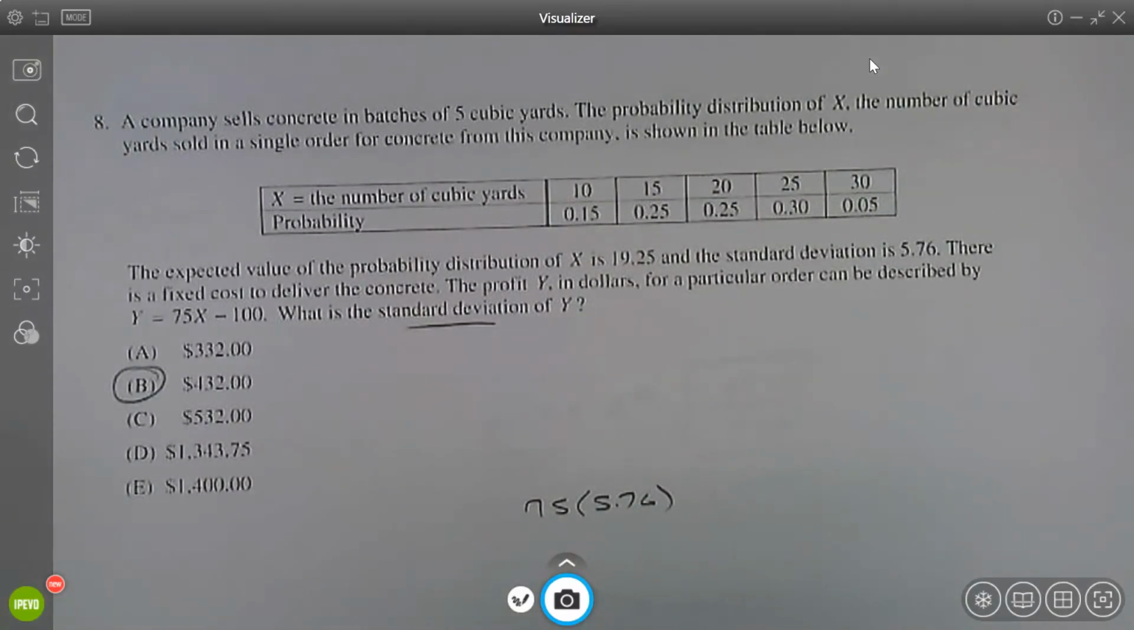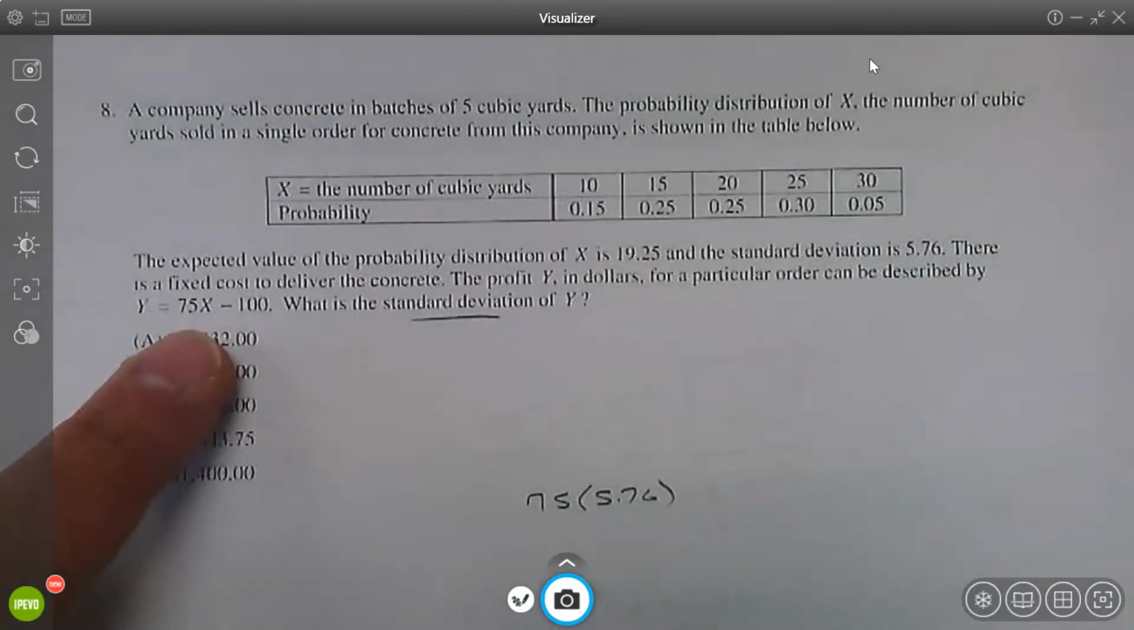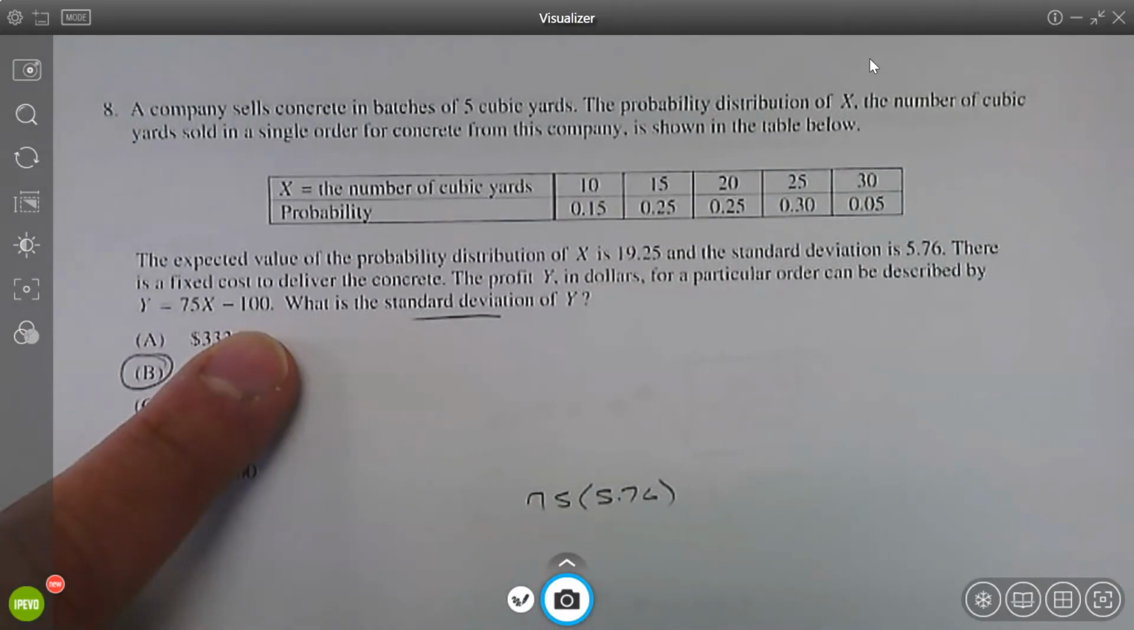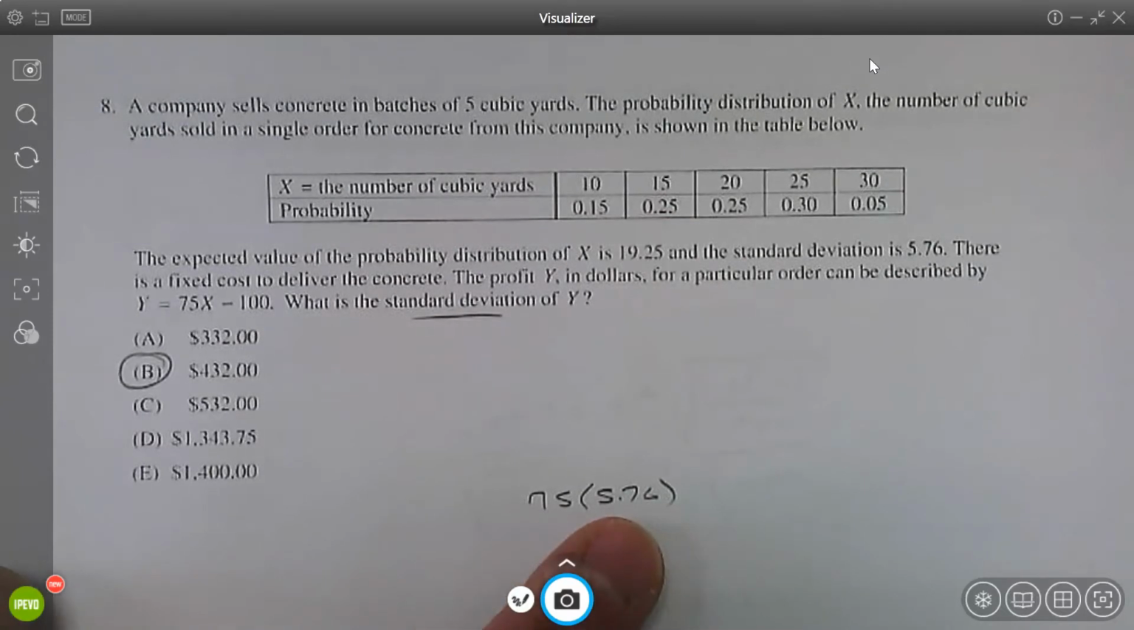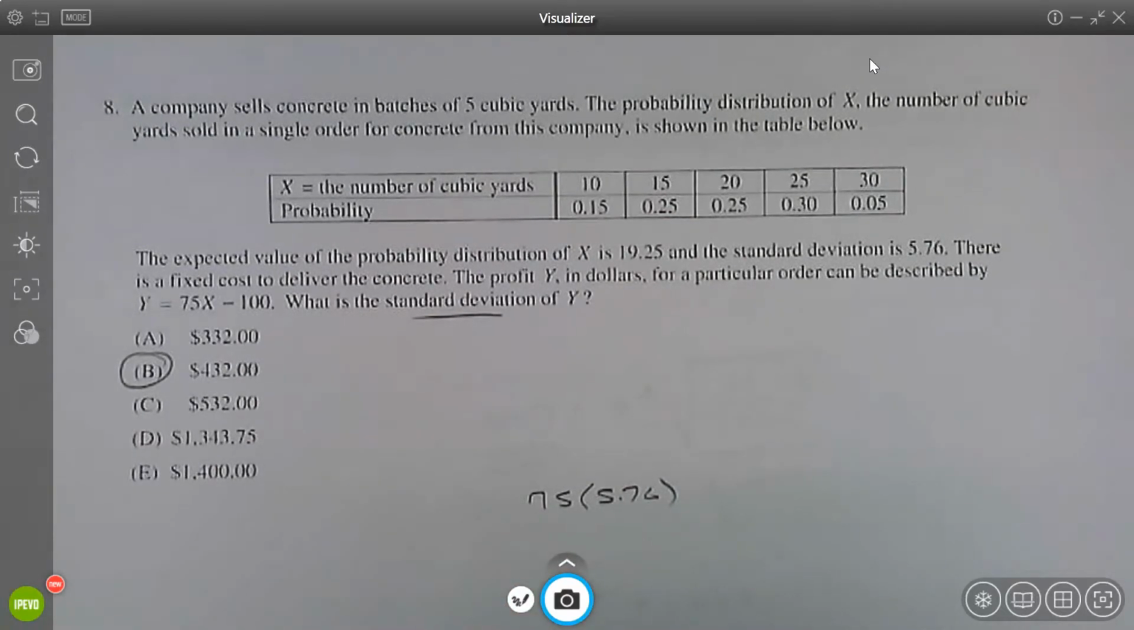Number 8 is dealing with shifting and rescaling. There's a rescale of 75 and a shift of minus 100. Subtracting 100 does not affect the standard deviation. So I'm just going to do the 75 times the 576 to get the standard deviation, in this case of B.